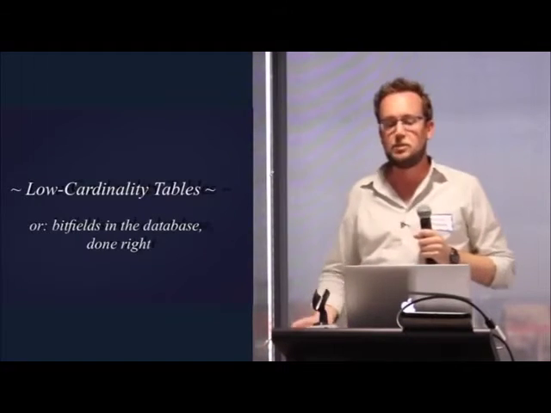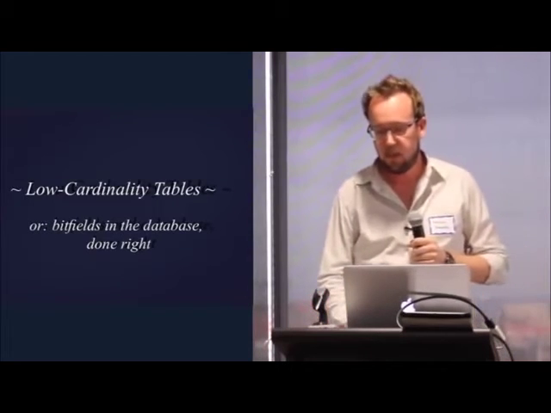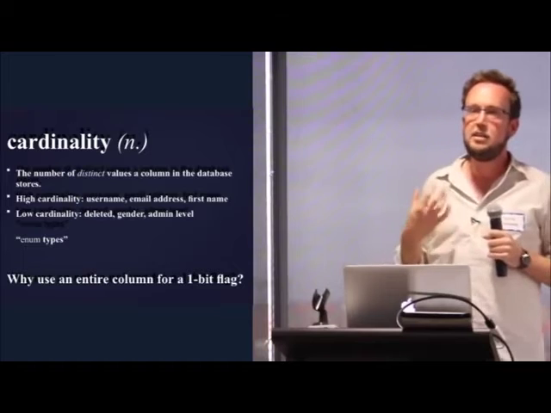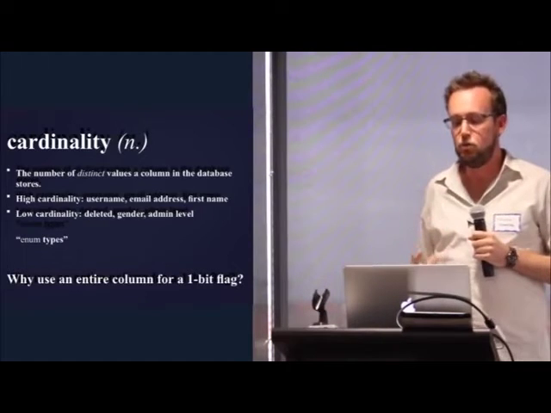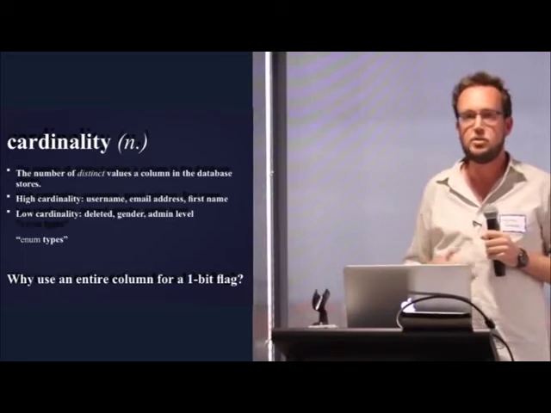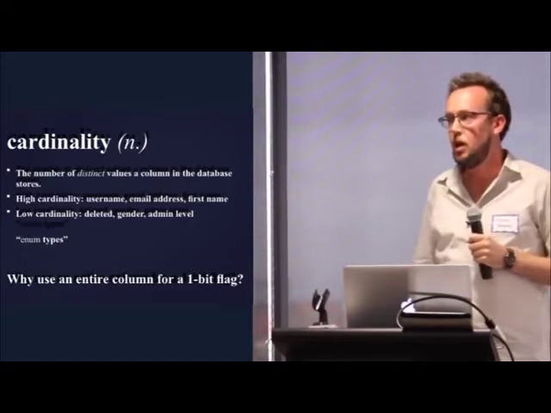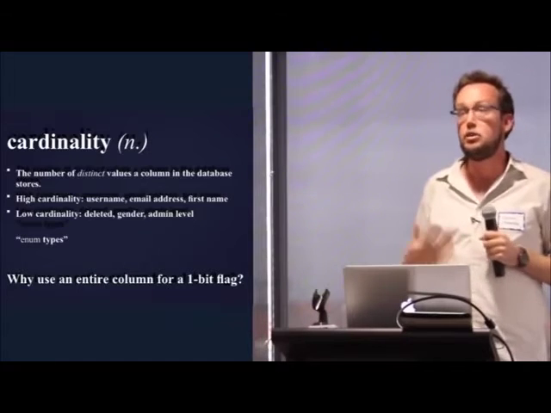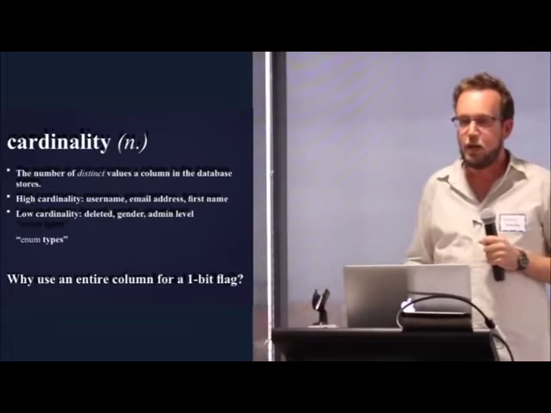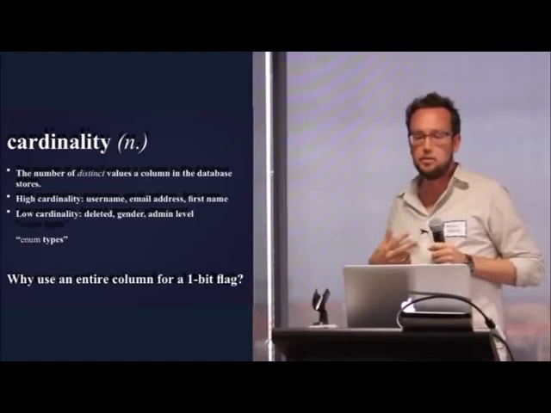This is also bit fields in your database, but done right, for anybody who's done C and bit fields. So what's cardinality? Cardinality is the number of distinct values that a column holds. So a high cardinality column is something like username or email address or first name. Username and email address are probably unique. Every user is different. First name, it's not unique, but there's a lot of different first names out there, right? Low cardinality is stuff like deleted, so that's a Boolean, it's just 2 values.